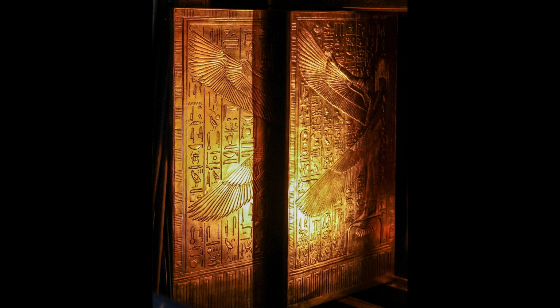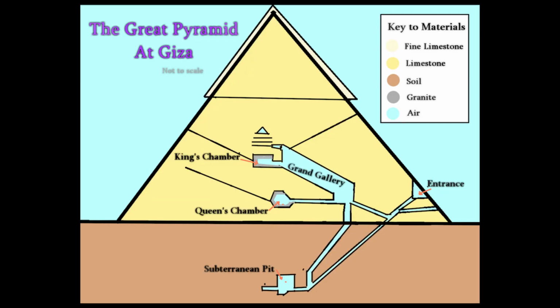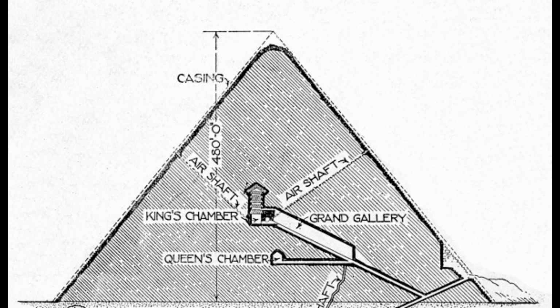Internal chambers and passages. Design features. The Great Pyramid has complex internal chambers, including the King's Chamber, Queen's Chamber, and Grand Gallery. These were carefully planned and constructed using large granite blocks. Air shafts. The pyramid contains narrow shafts that were long thought to be air vents but might have served religious or symbolic purposes, possibly aligned with certain stars.